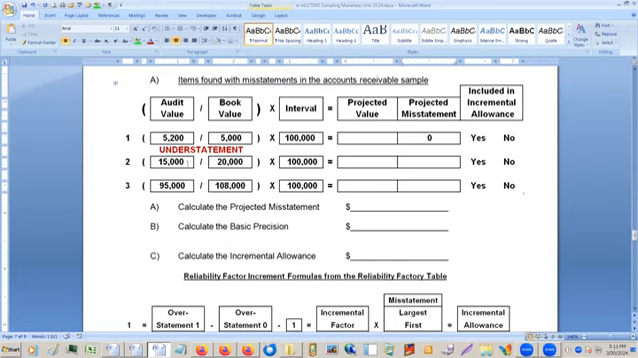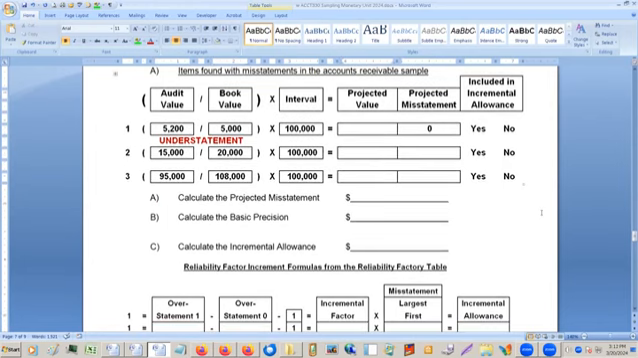Like this one. This is an overstatement. We said it's 15,000. They say it's 20. So this one we can multiply out. 15,000 divided by 20,000. So the projected value of this is around 75,000, and the projected misstatement is 25,000.